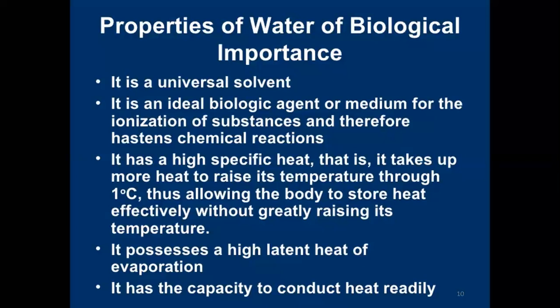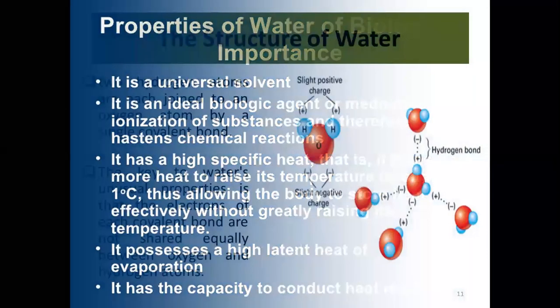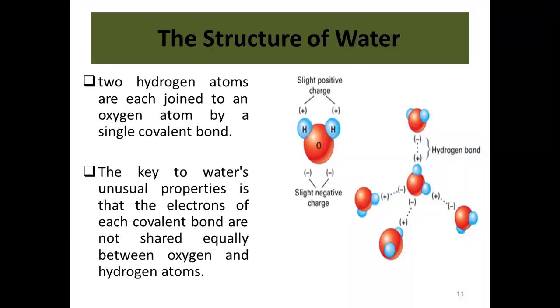Thirdly, it has a high specific heat. That is, it takes up more heat to raise its temperature through 1 degree Celsius, therefore allowing the body to store heat effectively without raising its temperature so much. So this property actually is very important because it helps the body to maintain its internal temperature as one of the homeostatic properties. Number 4, it possesses a high latent heat of vaporization. It has the capacity also to conduct heat readily. Other properties of water, you can read about them. I'm sure we know them and we can write them, like cohesion and so on.